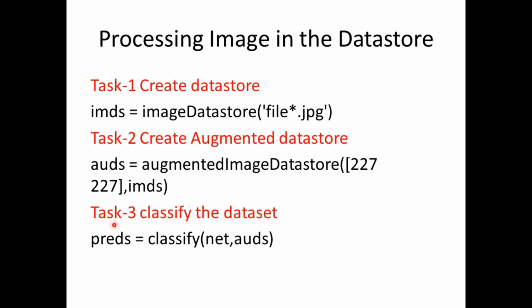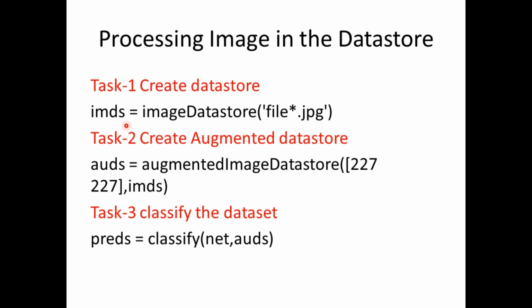However, we have done this only for the first image, but we want to do this resizing for all the images in the data store. So perform that in general with again the wildcard character. So create the data store with again imageDatastore, file star.jpg, load it into imds.